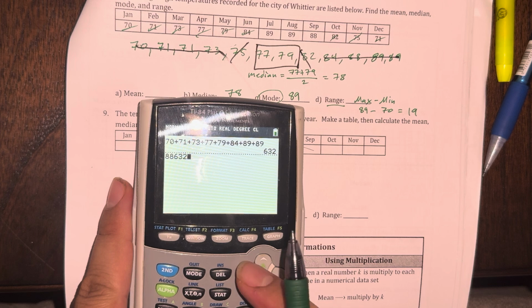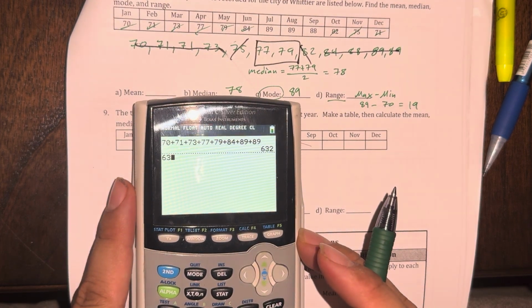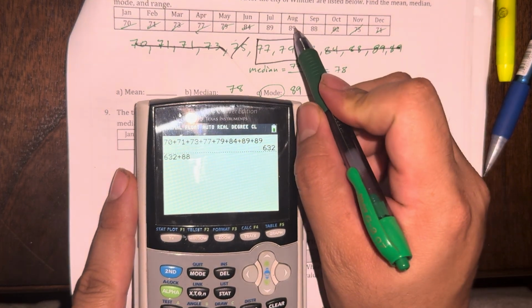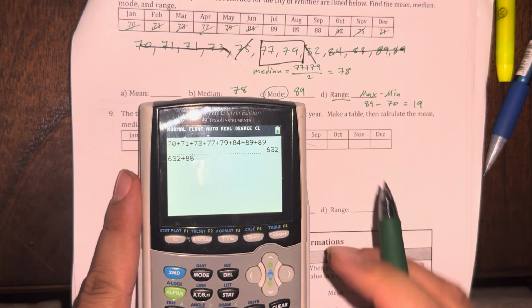Here we go. So I left off at 89 twice, so 632. I made a mistake here. Plus 88. I'm continuing here. I already added up to August, which was 632. So I'm going to continue with September.